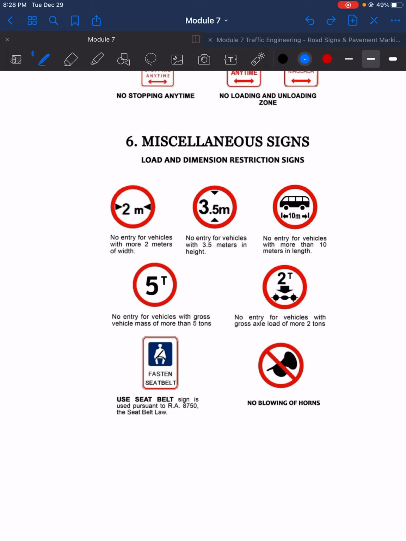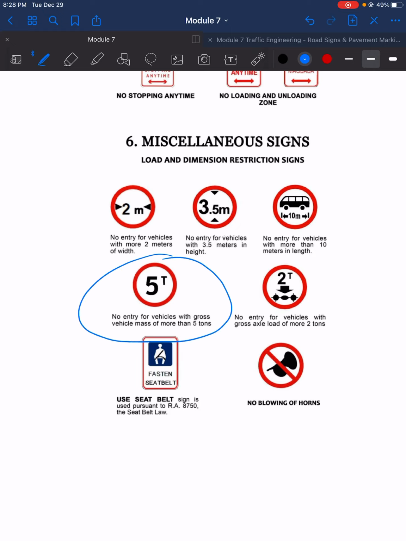Then, we have the no entry for vehicles with 3.5 meters in height. So, dapat mas mababa pa sa 3.5 meters ang height ng vehicle mo para papasukin ka. Then, we have no entry for vehicles with more than 10 meters in length. This time, length naman ang pinag-uusapan. Dapat less than 10 meters or 10 meters and less.